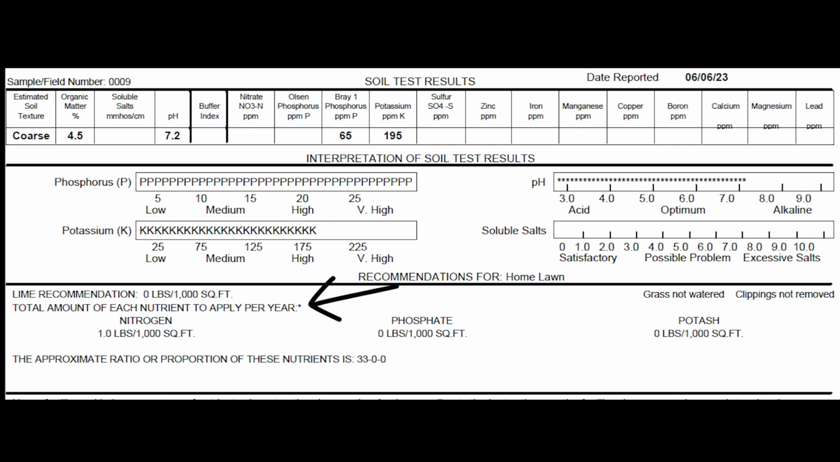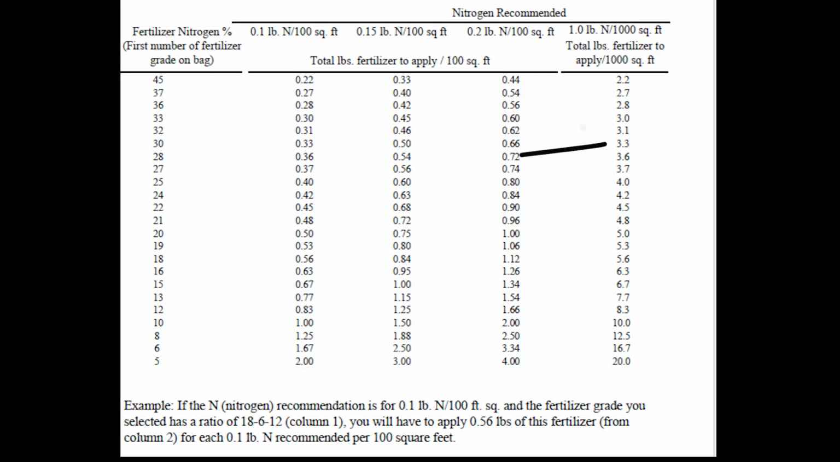For the next step, we will go back to the first page and look at the total amount of each nutrient to apply per year. Under that section, the amount of nitrogen that was recommended is 1 pound of nitrogen per 1,000 square feet. So then we can look at this last column, because that is also 1 pound of nitrogen per 1,000 square feet, just like our analysis recommends. And we'll focus on that 3.3 number, which we got from the application rate of 30. This means that our recommended amount is 3.3 pounds of nitrogen per 1,000 square feet per year.